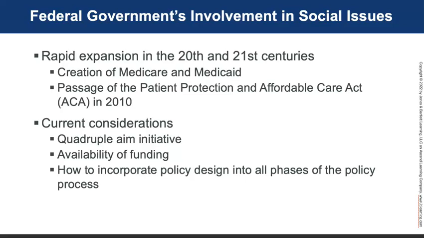Current considerations, a quadruple aim initiative. What they want us to focus on is, number 1, enhancing patient experience. Number 2, improve population health. Number 3, reduce costs. And number 4, improve the work life of healthcare workers. So when they're looking at involvement now in policies related to healthcare, those are the quadruple aims that they want healthcare policy to address.